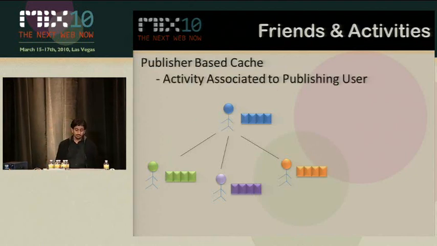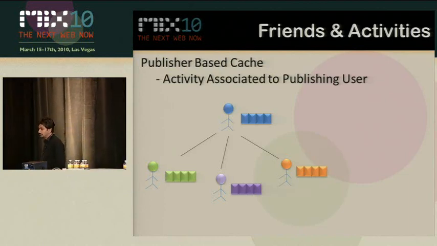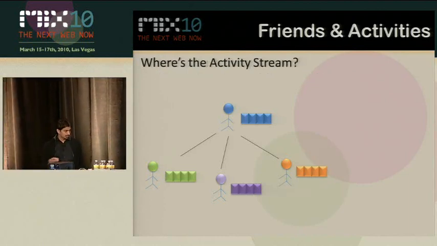Now, you might say, what is this? Well, this is really a publisher-based cache. Why? Because the activities are associated to the user that generated it. But where's the activity stream? All you have is a list of activities that you generated.